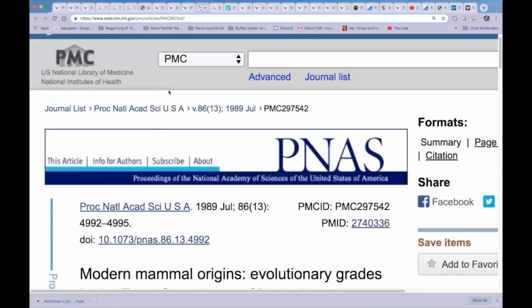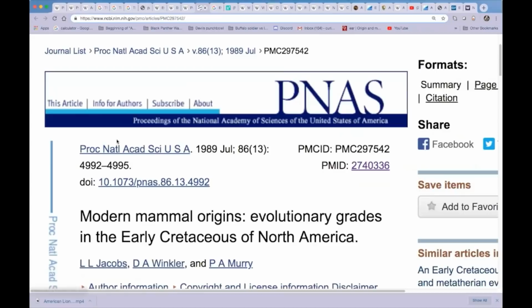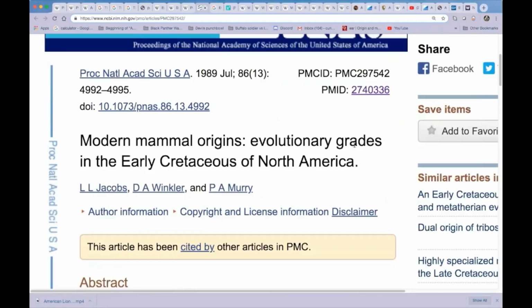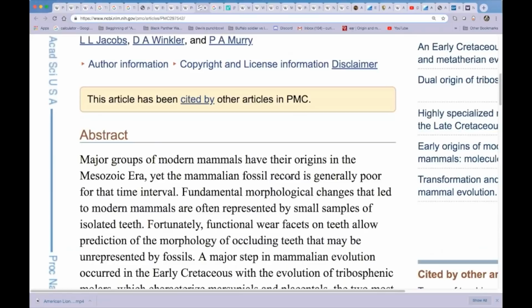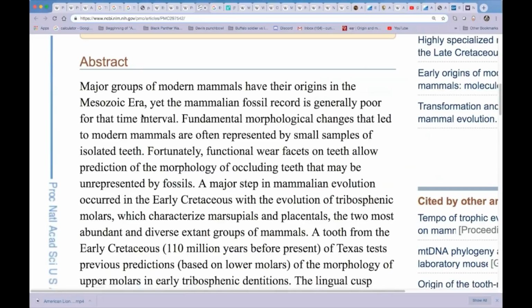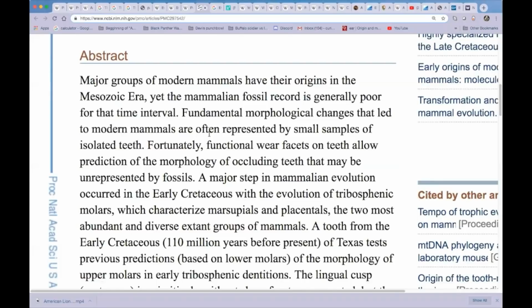So I'm reading this article now from the U.S. National Library of Medicine, National Institutes of Health, a scholarly journal, by L.L. Jacobs, D.A. Winkler, and P.A. Murray: Modern Mammal Origins: Evolutionary Grades in the Early Cretaceous of North America. It says major groups of modern mammals have their origins in the Mesozoic era, yet the mammalian fossil record is generally poor for that time interval. Fundamental morphological changes that led to modern mammals are often represented by small samples of isolated teeth. Fortunately, functional wear facets on teeth allow prediction of the morphology of occluding teeth that may be unrepresented by fossils.